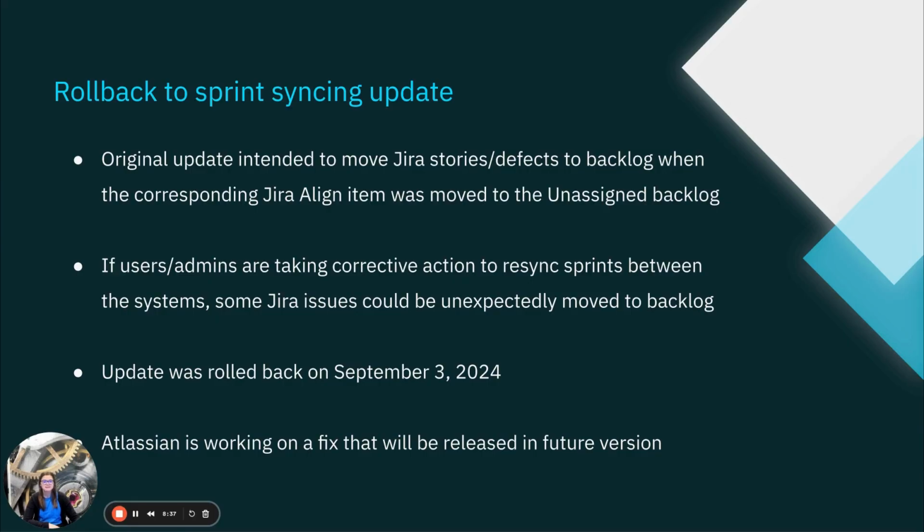sync. Since that update, Atlassian has learned that if corrective steps are taken in Jira Align to correct sprint misalignments, such as deleting and rearranging sprint mappings, resyncing data, stories or defects could mistakenly be moved from their sprints to the backlog. Because of this unexpected behavior, the update was rolled back on September 3rd, 2024.